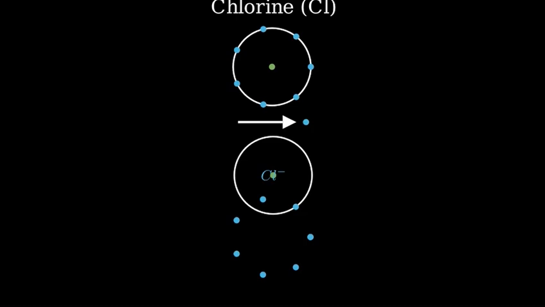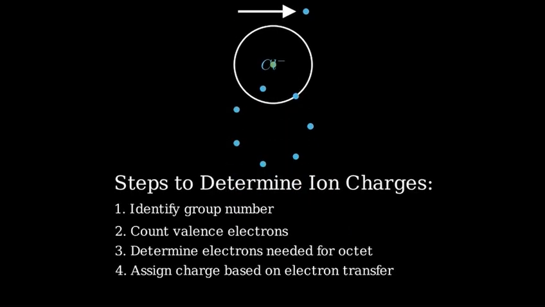Let's summarize the steps to determine ion charges. First, identify the group number. Second, count the valence electrons. Third, determine if the atom needs to gain or lose electrons to reach 8. Finally, assign the charge based on electrons gained or lost.